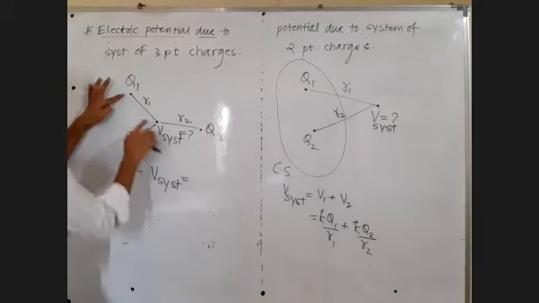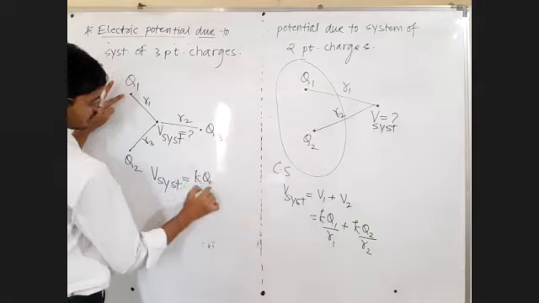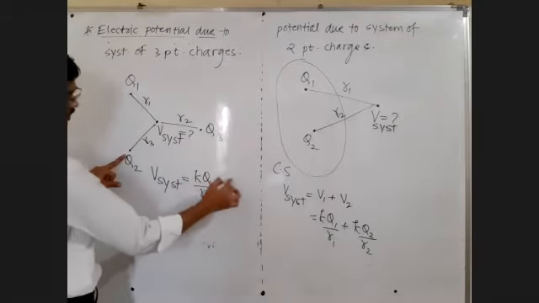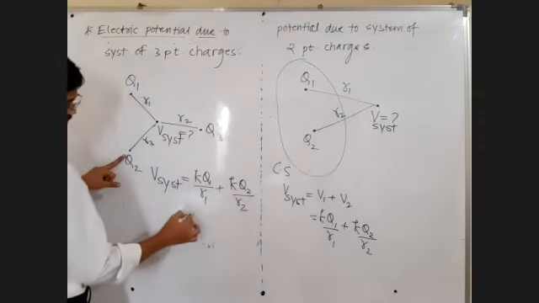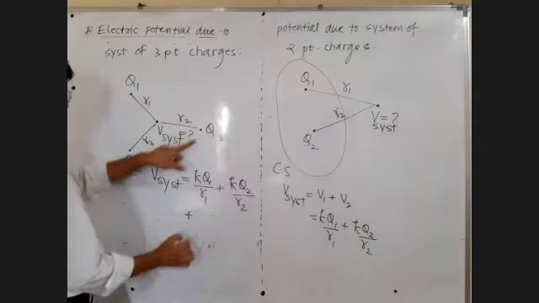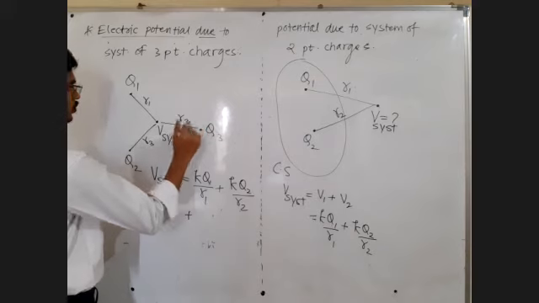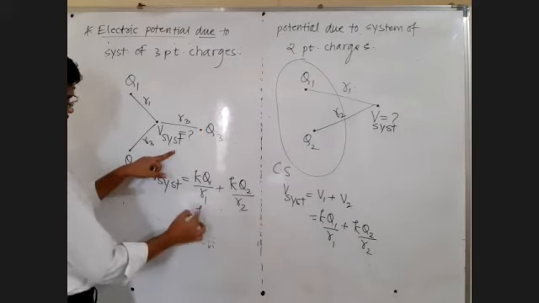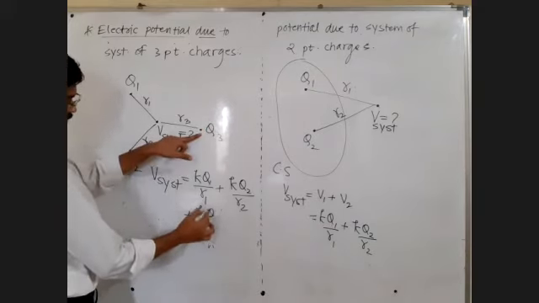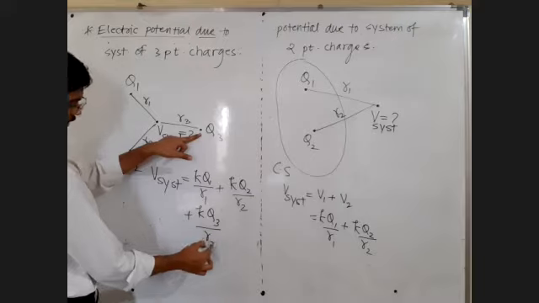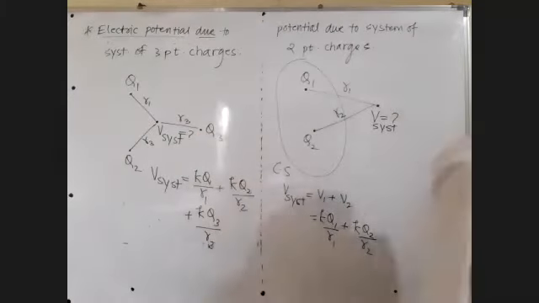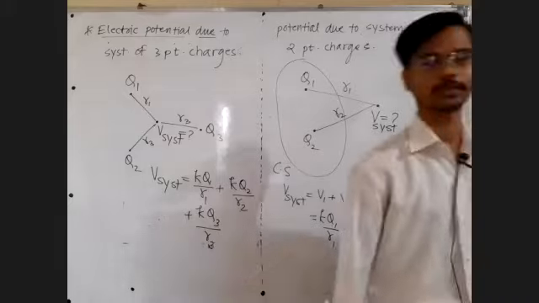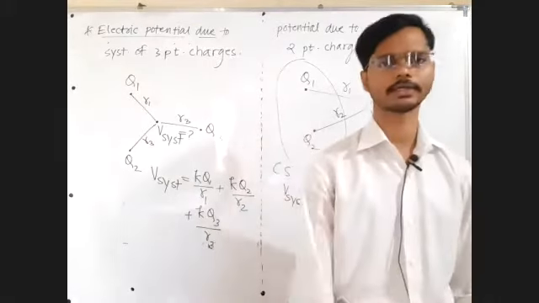Potential because of the first charge, KQ1 upon R1, plus potential because of the second charge, KQ2 upon R2, plus potential because of the third charge, KQ3 upon R3. That's it. In this way, you can extend the concept as per the need. Just reply in the chat box, clear and written.